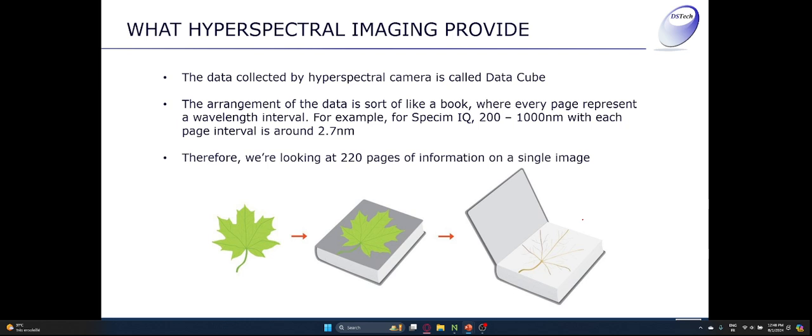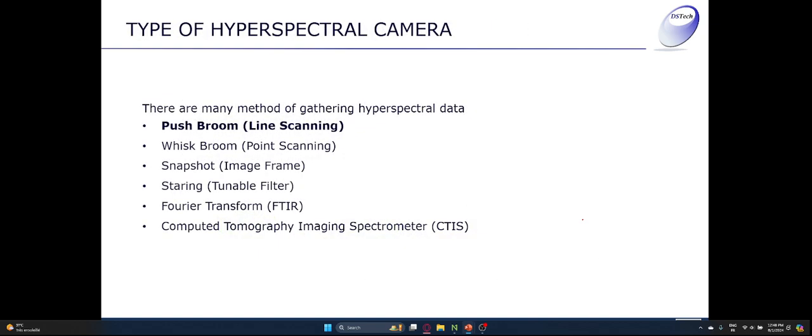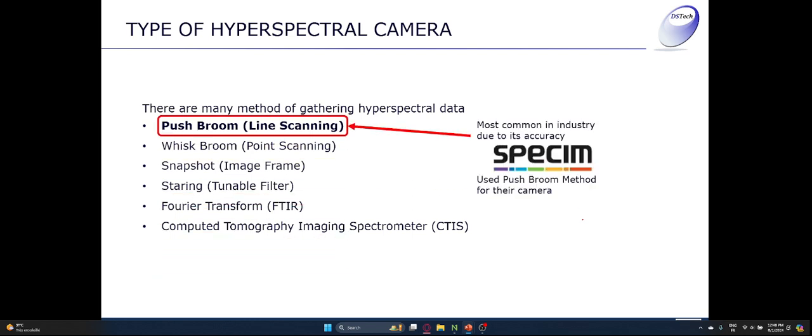And in fact, there are a lot of types of hyperspectral cameras. The first is the push broom. Push broom is a common one, the one we're looking at right now when we talk about Specim. But there's also whisk broom. Whisk broom is used a lot by satellites.